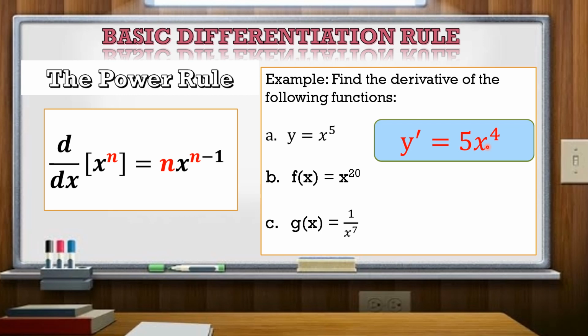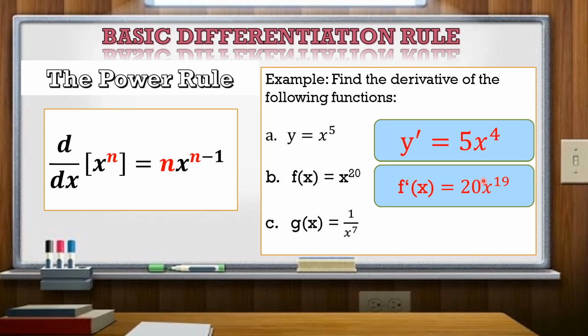How about letter B? We have x to the 20th power. The derivative of f of x is simply, ibababa yung 20, then magbabawas tayo ng 1 sa 20. So that results to 20 times x raised to the 20 minus 1. Simplify. The derivative of your function is equal to 20x raised to 19.